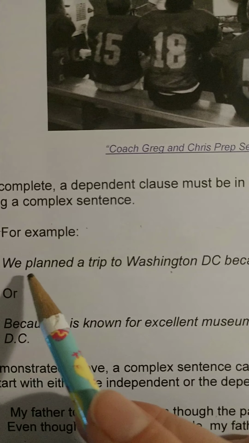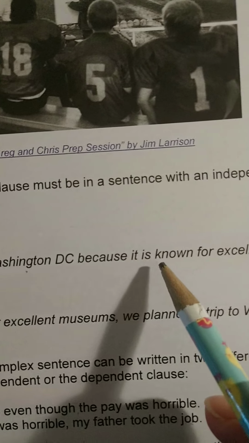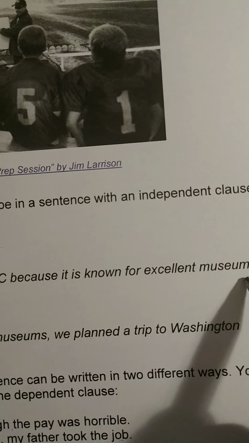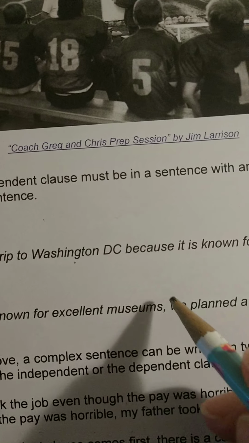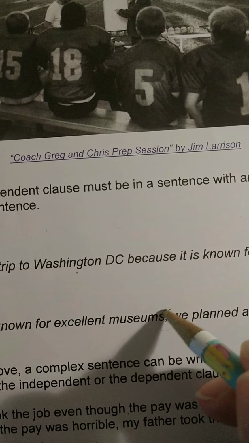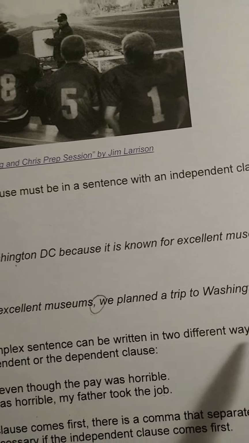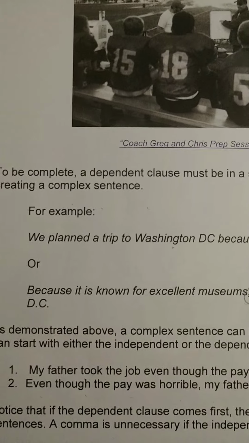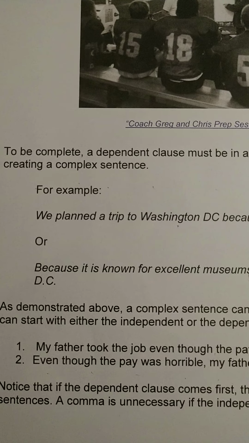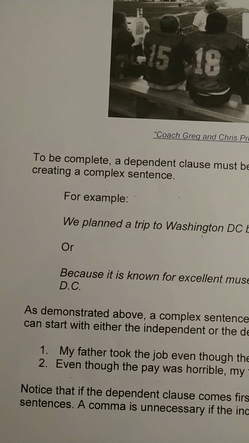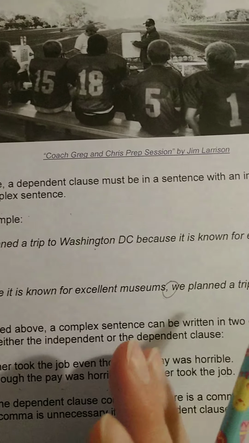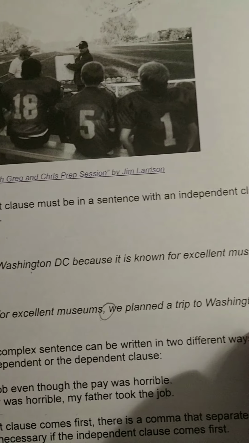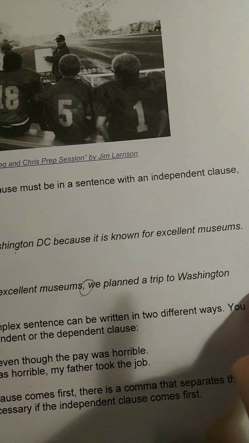Okay, in the first one here, we planned a trip to Washington, D.C. because it is known for excellent museums, no comma. Here, because it is known for excellent museums, comma, we planned a trip to Washington, D.C. Okay, so what is the rule here? When the dependent clause comes first, you need a comma before you write the independent clause.